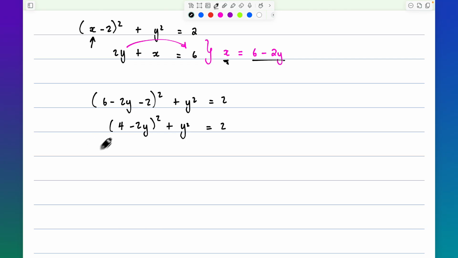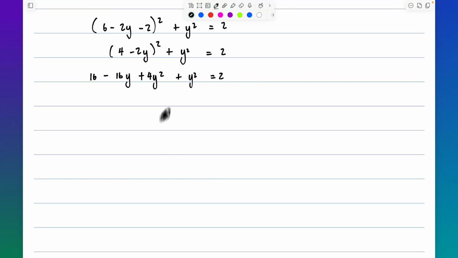In order for us to square, 4 squared becomes 16. 4 times negative 2y becomes negative 8y, and you multiply that by 2 to get negative 16y. Then negative 2y squared becomes positive 4y squared, and then plus y squared is equal to 2.